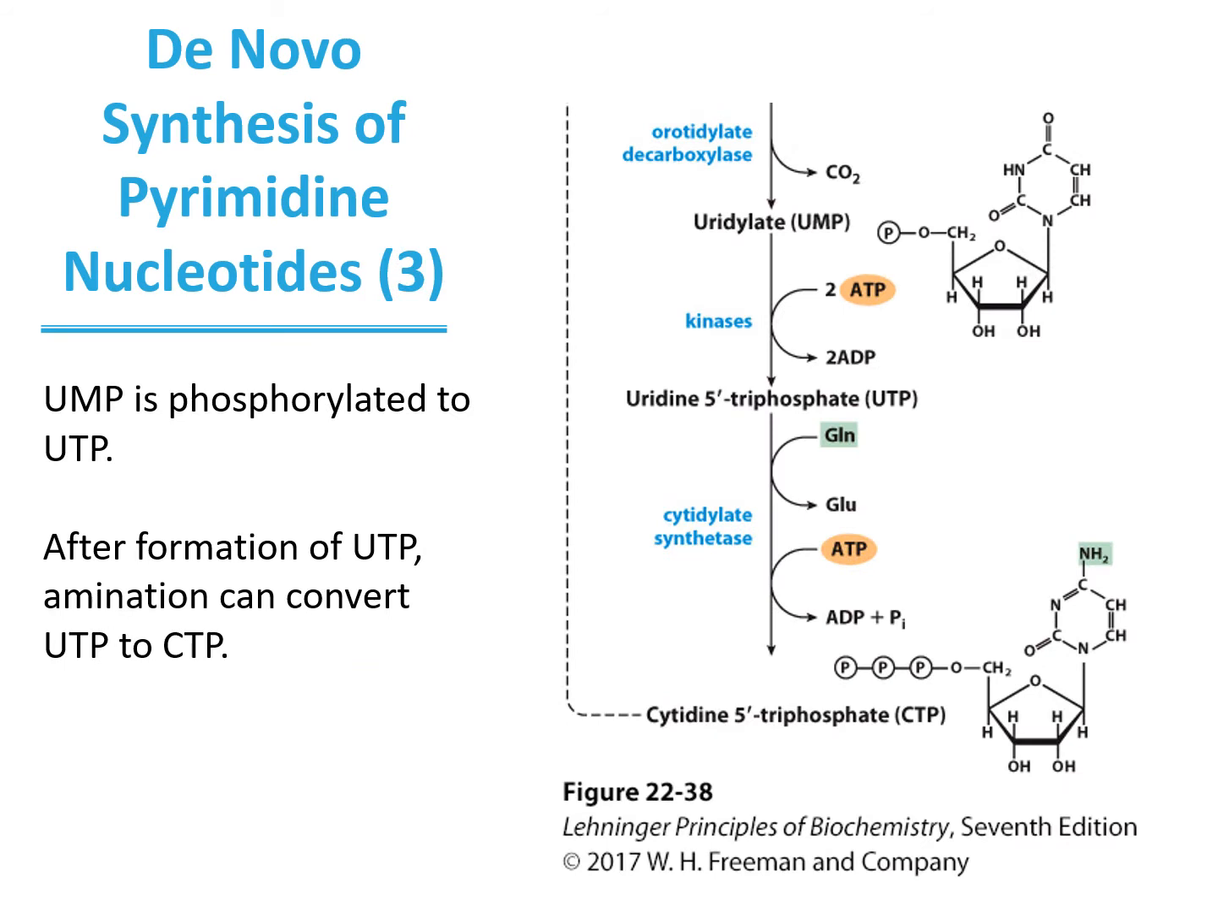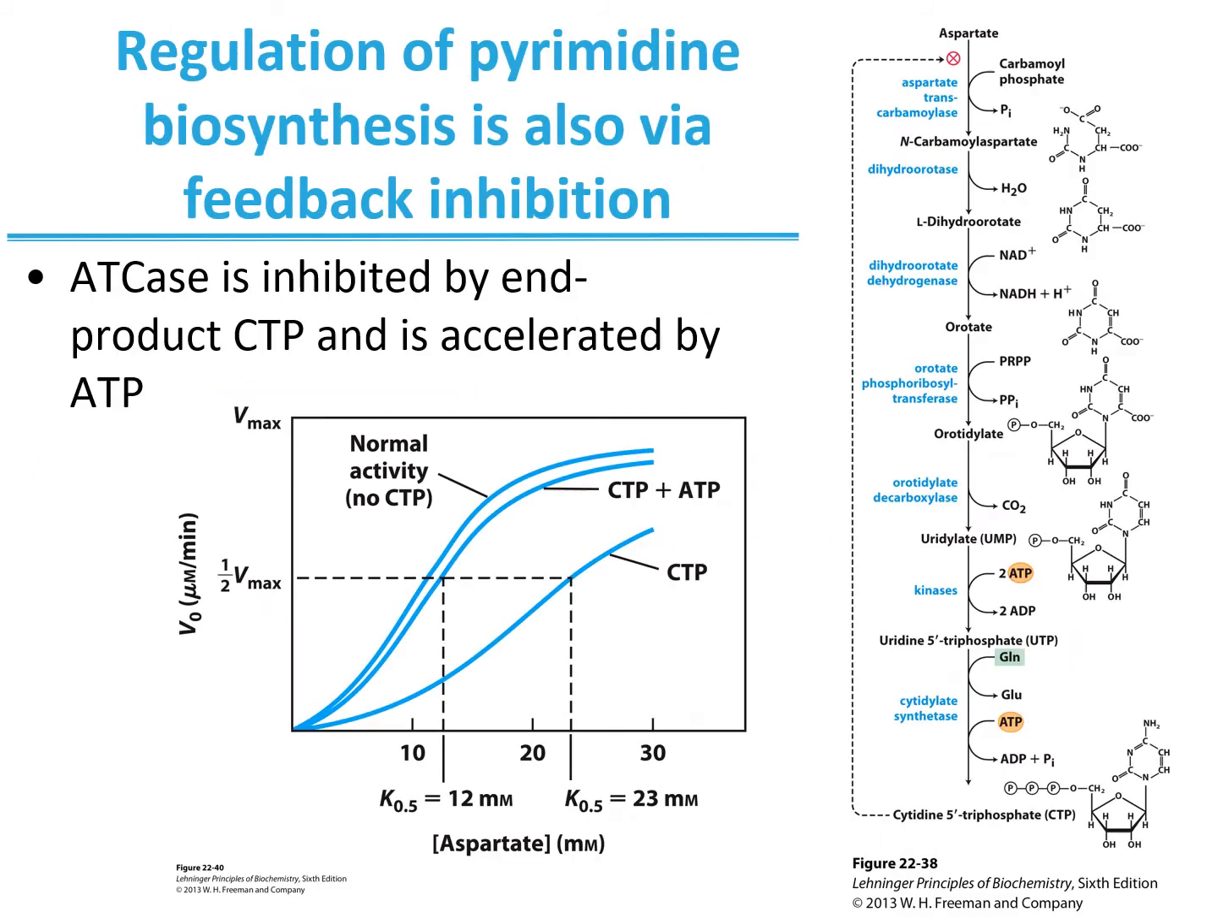So the pathway will continue if we do not want the UMP and we want some other nucleotide. So UMP can be phosphorylated to UTP molecule, adding 2 phosphates to it. 2 ATPs will be utilized in this reaction. So UMP is converted into UTP, and eventually the cytidylate synthetase enzyme will convert it into CTP molecule, which is the cytidine triphosphate, which is the second one of the pyrimidine nucleotides.